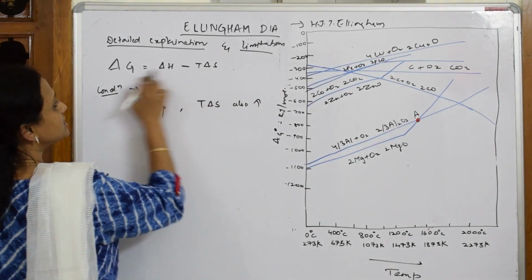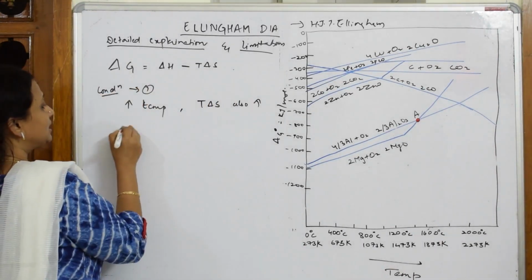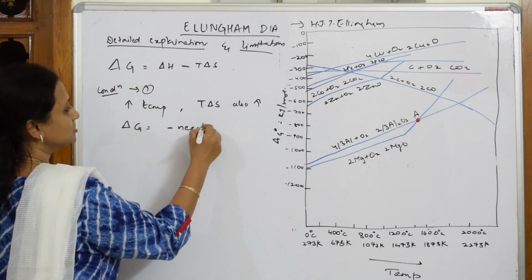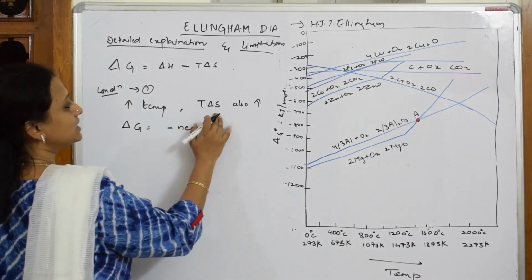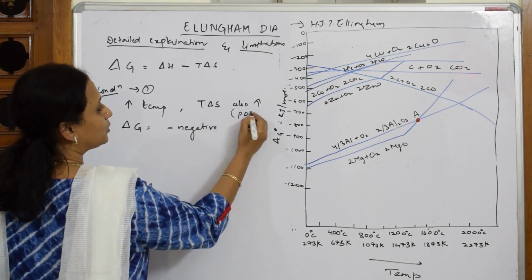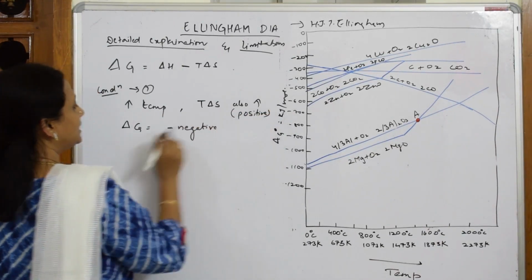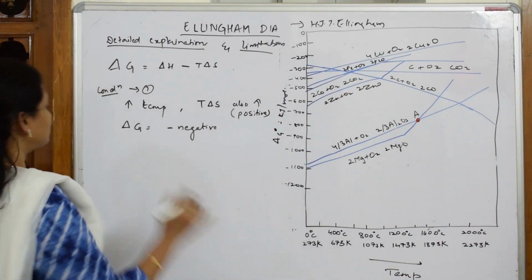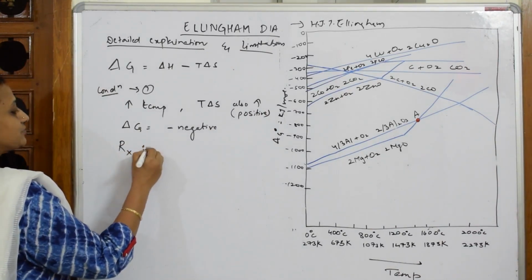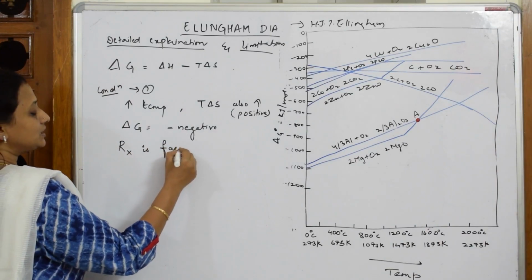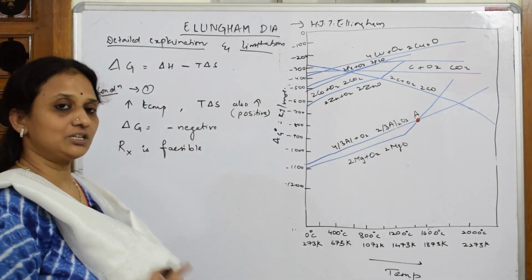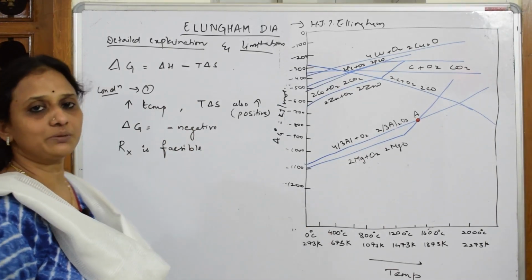Then when this is increasing, what will happen to Gibbs free energy? Delta G then becomes negative. Yes or no? So here, when T delta S is increasing, it becomes positive and delta G becomes negative. When the delta G value is negative, that means the reaction is feasible, 100% feasible, and you can use that reducing agent for the reaction. Okay, if you haven't understood till now, when I do the examples you'll be able to understand.